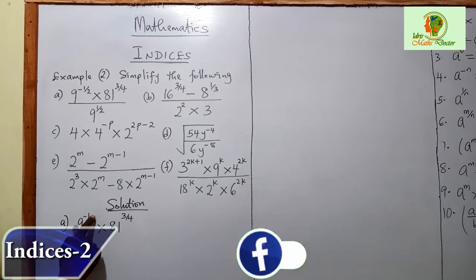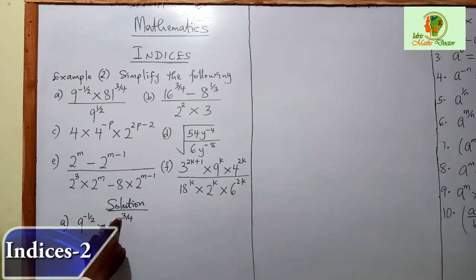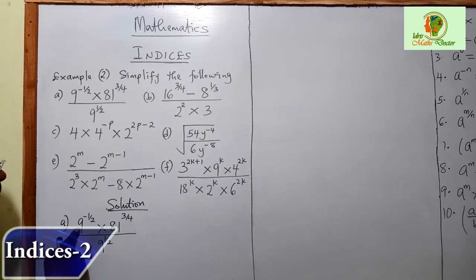9 raised to power minus 1 over 2 times 81 raised to power 3 over 4 divided by 9 raised to power 1 over 2. This is the question. Now, when you look at the base here, 9, but the base here is 81. The power here is 2. Let me introduce another style. This denominator here, 2, is telling you that this number can be written in index form and the power will be 2. If you check, 3 raised to power 2 is the same as 9.